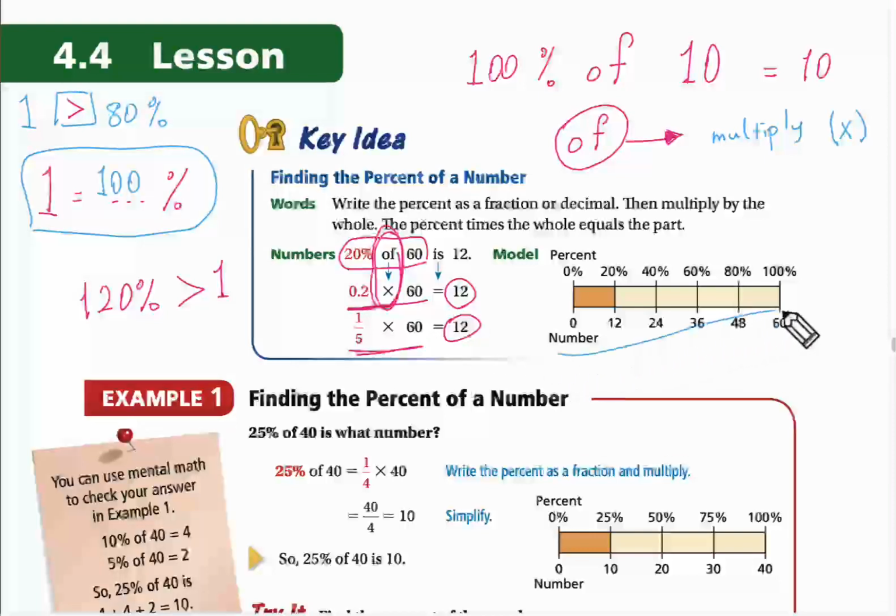And what do we have here? This is a model to show the answer. You know that 20%, if you divide the whole one, which is 100%, and you want to show 20%, you will write 20%, 40%, 60%, 80%. As you know, 20% is the fifth of the distance. So we need to divide the 60 by 5 to get the first one here, so it will be 12. Let's see more examples.